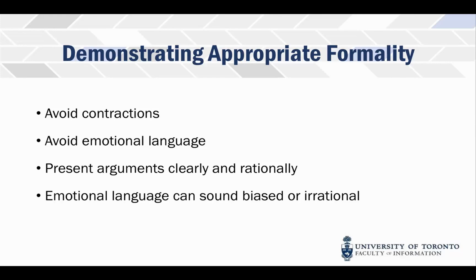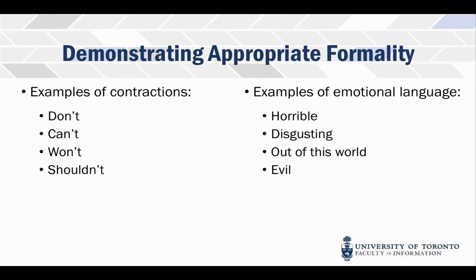Academic writing should be appropriately formal. Avoid the use of contractions, and to maintain formality, avoid emotional language in academic writing. Remember that the goal of academic writing is to present your argument clearly and rationally. Emotional language is more likely to cause your argument to sound biased and irrational, rather than to convince your reader of your assertion. Usually, judgmental subjective language like horrible, disgusting, out of this world, or evil are too strong for academic writing.